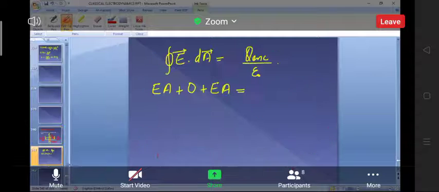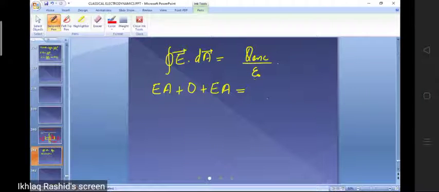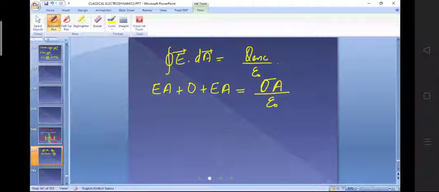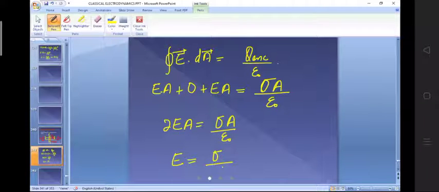Okay, so here I am writing E multiplied by A plus 0 plus E multiplied by A, and the charge enclosed is simply equal to sigma multiplied by A. So here I will write sigma multiplied by A divided by epsilon naught. Then 2 times E multiplied by A is equal to sigma A divided by epsilon naught. A will cancel with A, so the electrostatic field is simply equal to sigma divided by 2 epsilon naught.